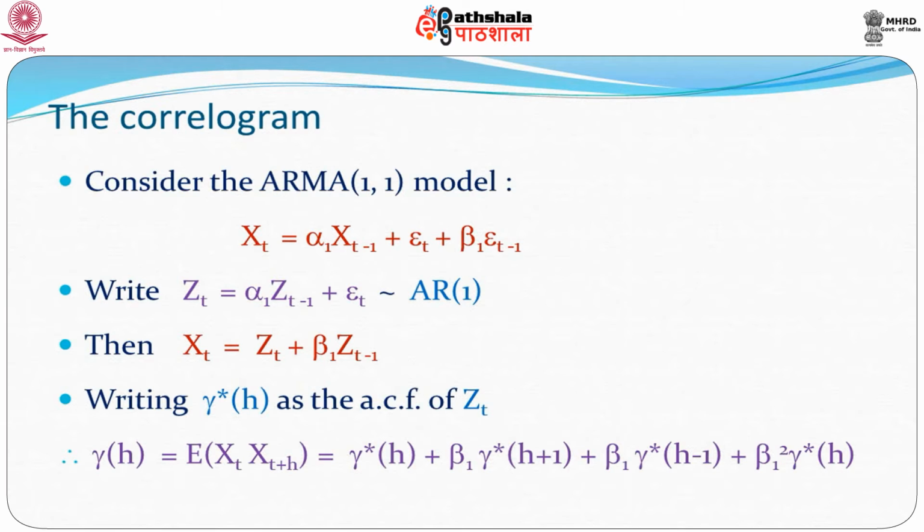Just very quickly, for x t plus h, the first term is z t plus h, and the covariance with that is gamma star h. Another term would be beta 1 z t minus 1 with z t plus h, and the covariance between those two would be beta 1 gamma star h plus 1, and similarly for the other two terms. So, we can express the ACF of x in terms of the ACF of z.